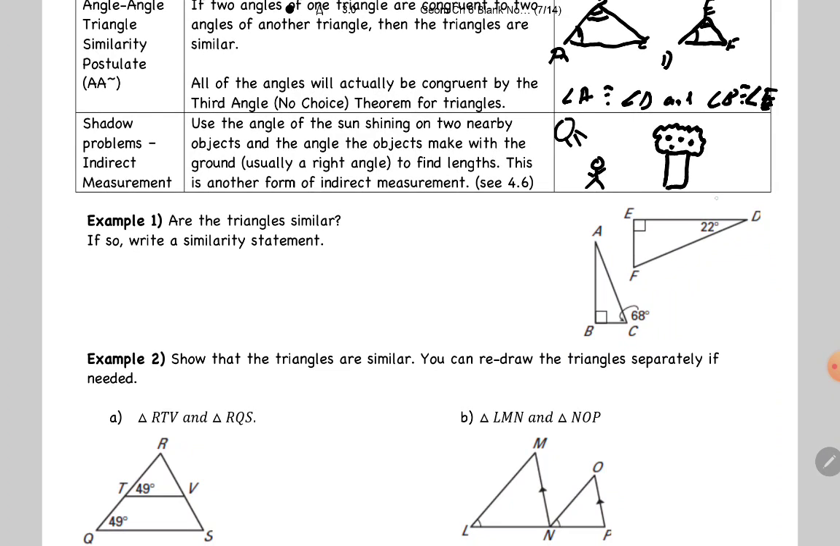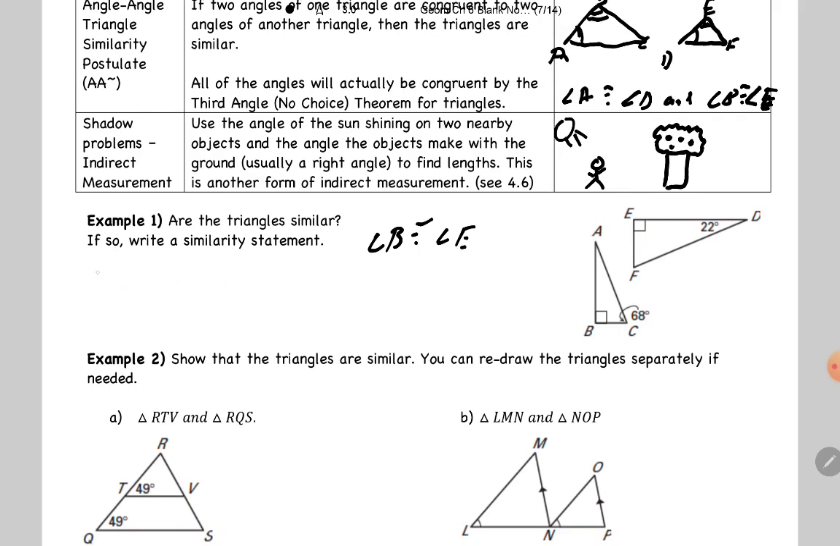So, example 1, are these triangles similar? If so, write a similarity statement. Okay, so both of these triangles have right angles. Angle B is congruent to angle E. But they tell you that angle D is 22 degrees here, and then angle C is 68 degrees. Those don't match, but they're not supposed to.